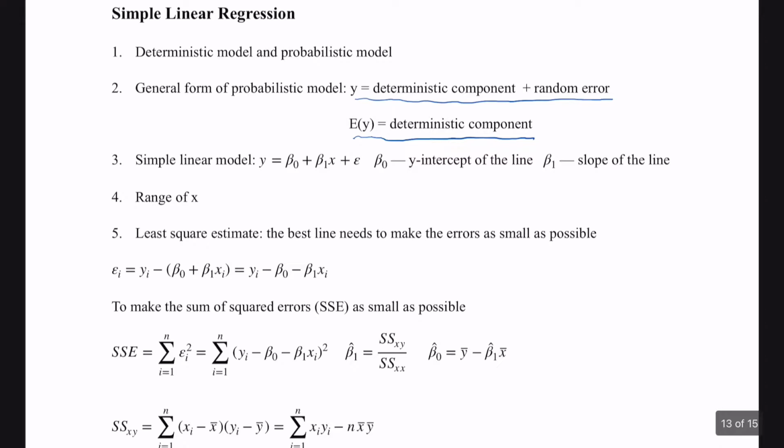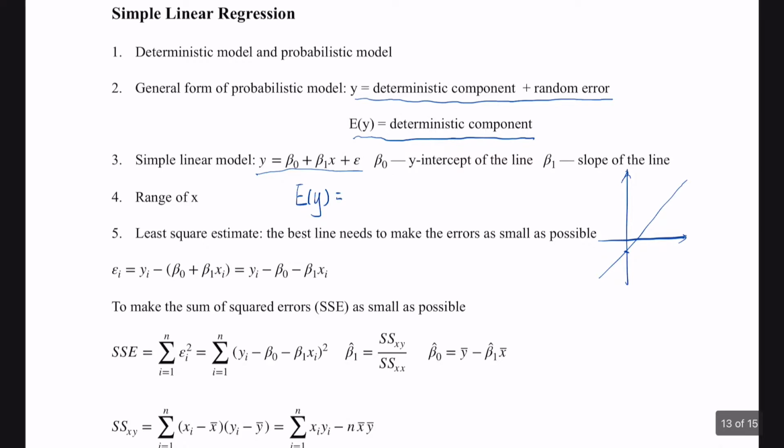And as I said before, we assume the relationship between these two variables is a simple linear relationship. So therefore, we assume they have such a relationship. If we plot this function in a coordinate, it is just a straight line. The beta 0 here represent the y-intercept, and beta 1 represent the slope. And like I said before, the average value of a probabilistic model always equal to its deterministic part.